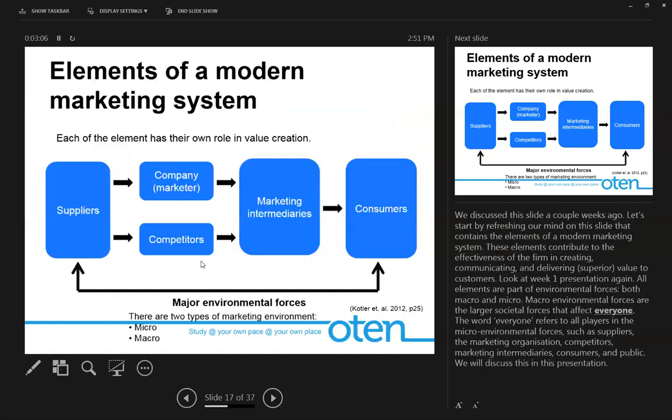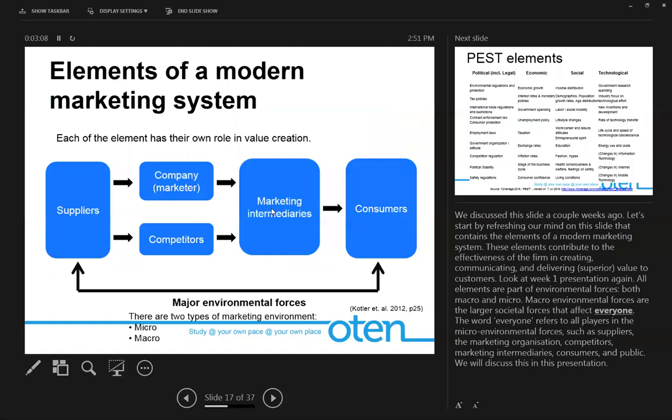Now this shows us the elements of a modern marketing system. If this is us, the company, we try to get the consumers, and in offering value for consumers, we need to work with marketing intermediaries, like our distributors. We also need to monitor our competitors, and again, we need to work collaboratively with the suppliers.